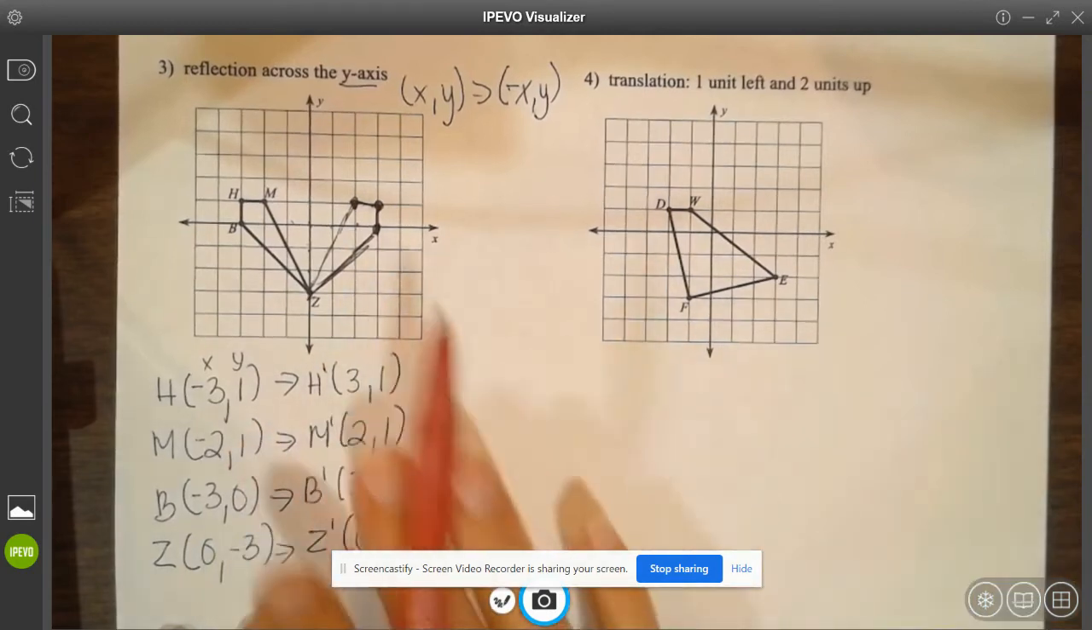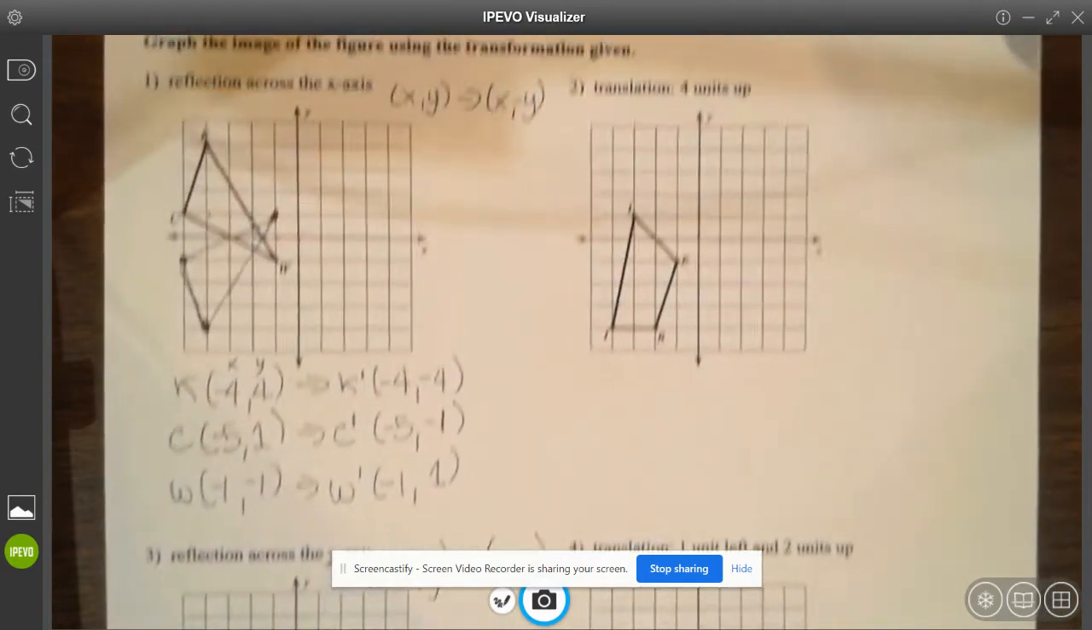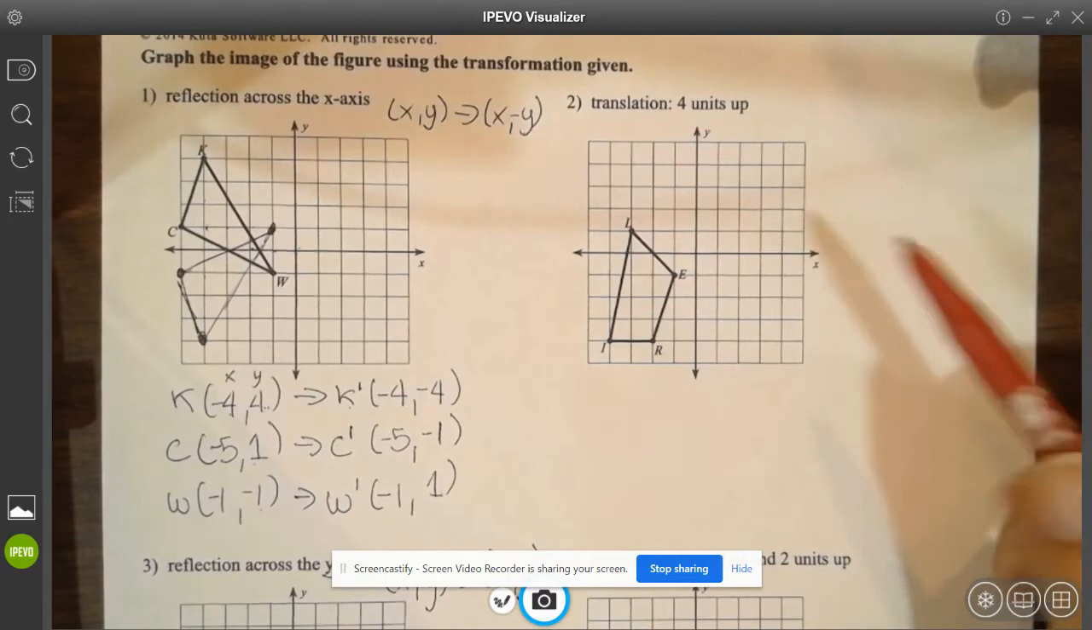All right, so with that, those are two examples of reflection. So let's do translation. It says this figure has to be moved up 4 units.